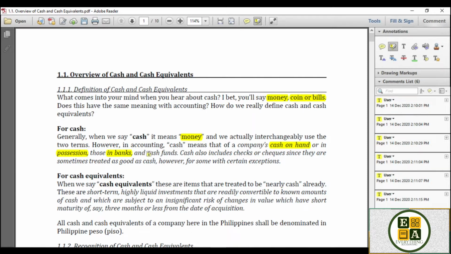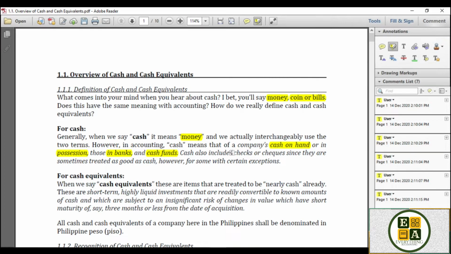Then we have cash funds. Pag sinabi natin cash funds, these are a portion of the company's cash that had been set aside for a specific purpose. But there are qualifications that we have to consider for an item of cash fund to be considered part of cash. So, sa accounting generally, pag sinabi nating cash, it is money, which means specifically the cash on hand or in possession ng company, those company's cash in banks and cash funds.